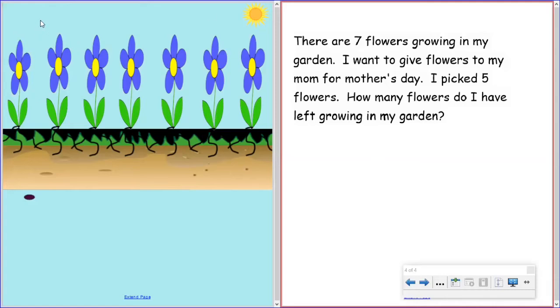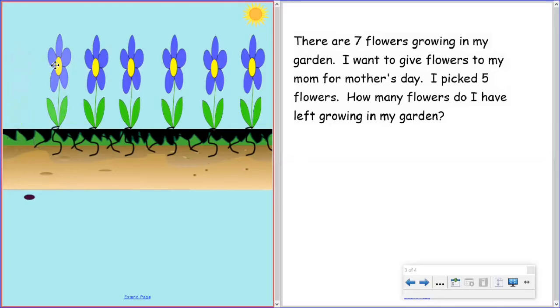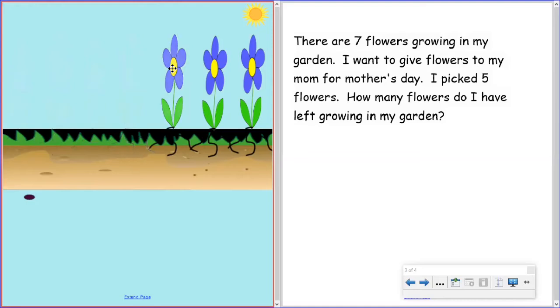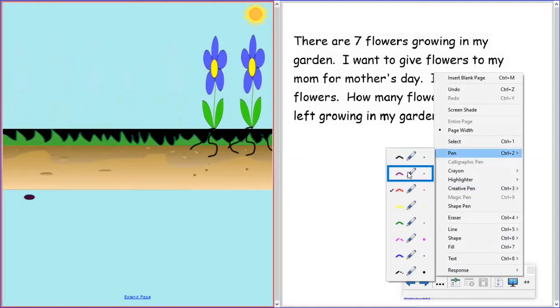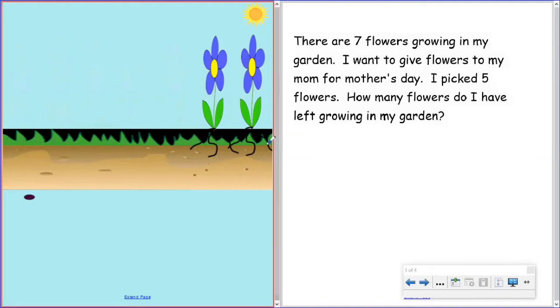Remember, when you take away, you are subtracting. So how many am I taking away? 5. 1, 2, 3, 4, 5. The next sentence asks, how many flowers do I have left growing in my garden? So what am I going to be counting? I'm going to be counting the ones that are still in my garden. Let's circle those.